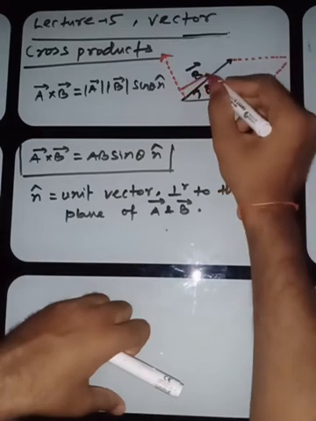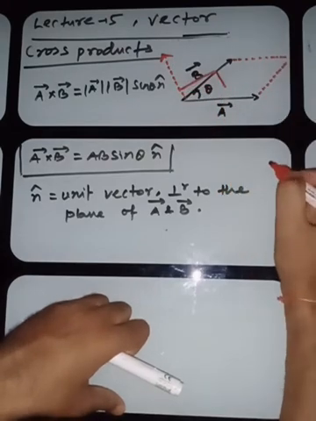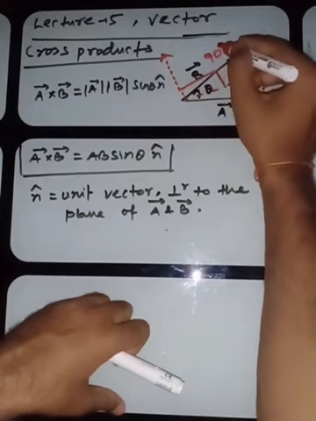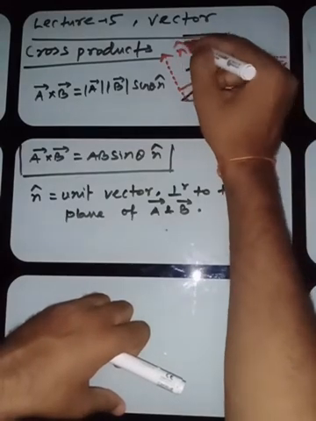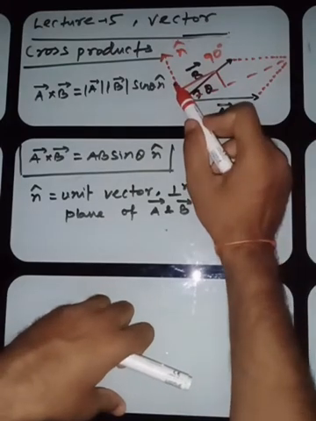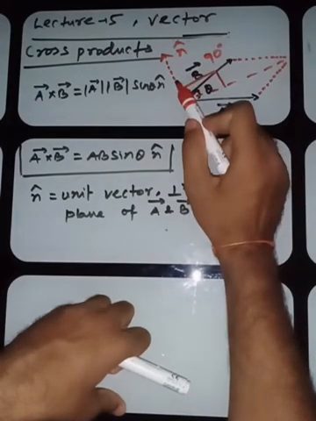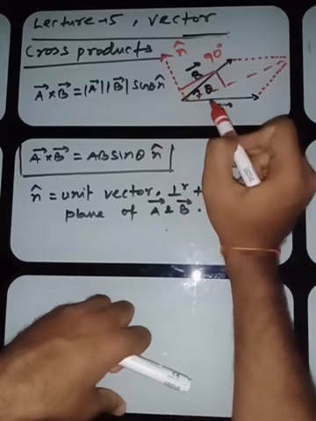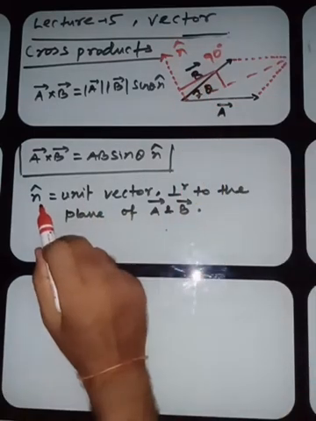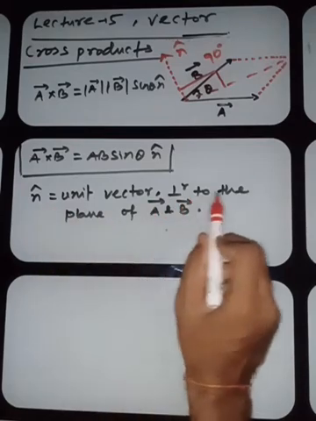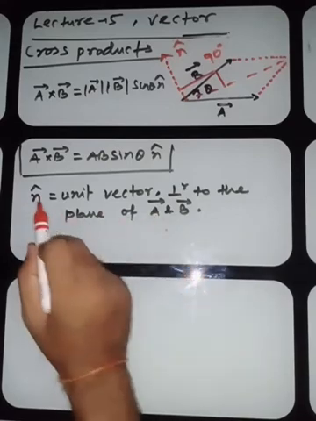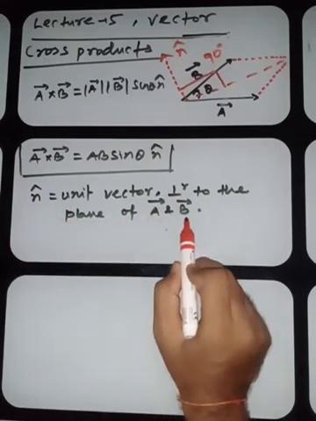This is the perpendicular to this plane. If you find the angle, it will be 90 degrees. This is 90 degrees, and this is nothing but the n cap. All right, this is perpendicular. This n cap is perpendicular to vector A as well as perpendicular to vector B. Remember, this n cap is a unit vector perpendicular to the plane of A and B. It means it is perpendicular to A as well as to B.